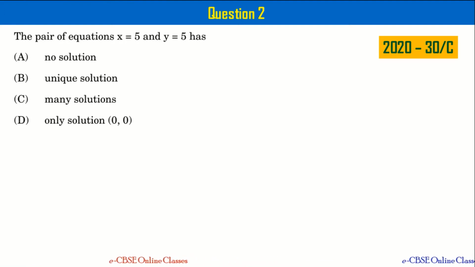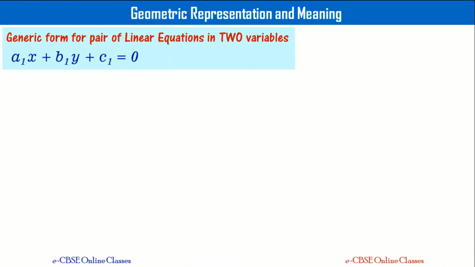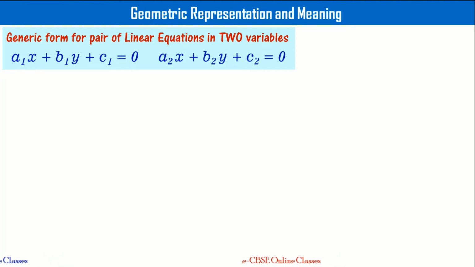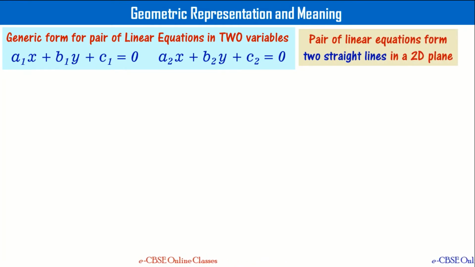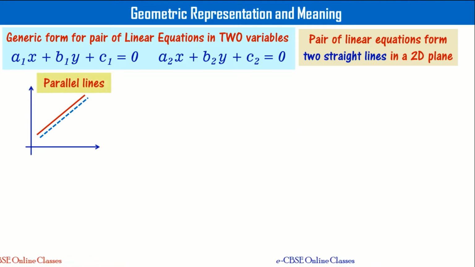Before attempting this problem, I would like you to recall the concepts based on this particular topic and chapter. We know that the generic form for a pair of linear equations in two variables can be written as a1x plus b1y plus c1 equal to 0 and a2x plus b2y plus c2 equal to 0. And you may recall that a pair of linear equations form two straight lines in a 2D plane. Those straight lines can be parallel lines as shown here.